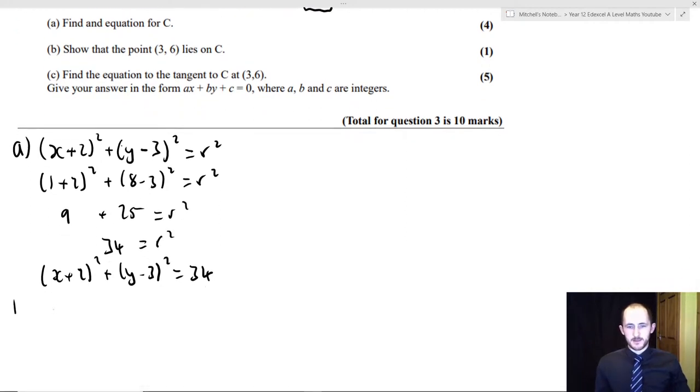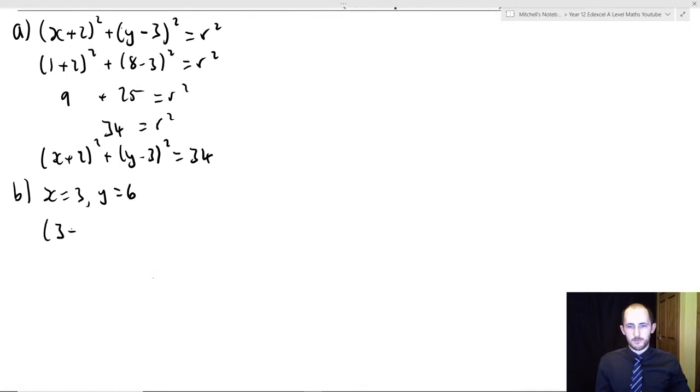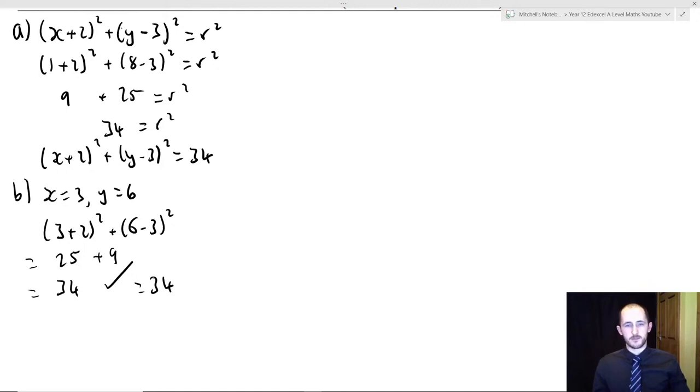Part B simply says, show that the point (3, 6) lies on C. So what we can do here is sub in x equals 3 and y equals 6, and we should get the answer of 34. So let's have a look. We have (3 + 2)². If it lies on the curve, it should equal 34. So 3 plus 2 is 5, squared is 25. 6 minus 3 is 3, squared is 9, which does equal 34. So it does lie on the curve. You can even write equals 34 afterwards. So 34 equals 34.